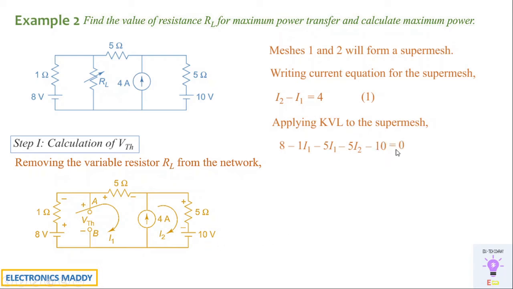Minus 10 is equal to 0 according to the KVL statement. So again I'll simplify this expression, and you'll be labeling this as equation 2. Solving 1 and 2, you'll be getting the value of I1 and the value of I2. So why do we need the I1 value?